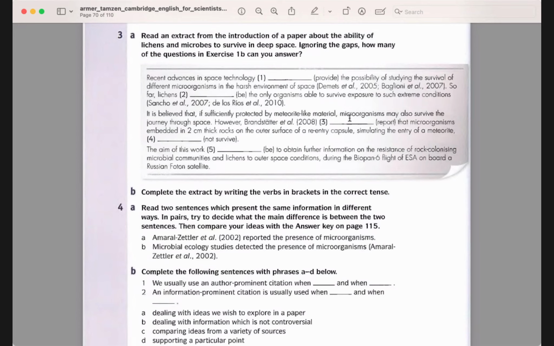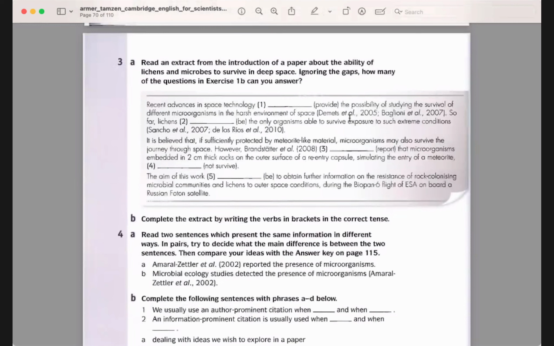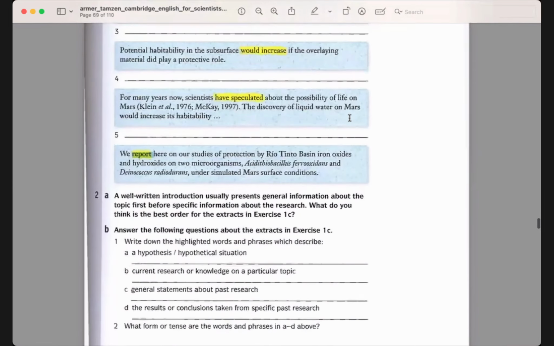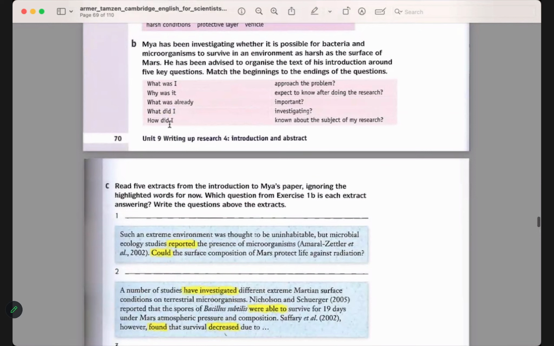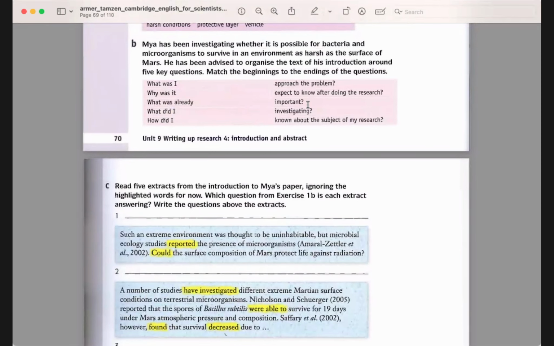Okay. What was the investigation about? Like the topic of the paper is the ability of lichens and microbes to survive in deep space. What is the main approach, I think, or purpose of this? You mean how did I approach the problem? Or why is it important? Maybe more about importance.